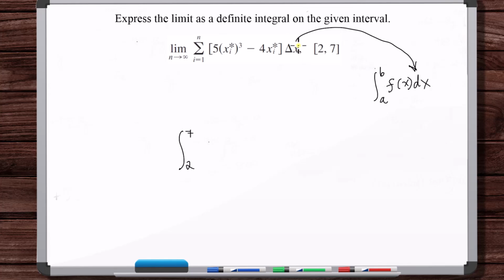You can factor this out of the sum, and so we're just really looking at the height of the rectangles. The height of the rectangle is associated with evaluating the function at some point within the rectangle, and that's where the function comes into play. So what point are they evaluating the function at within each interval to get the height of the rectangle? Well, what this xi star means is that you can pick any point you want.